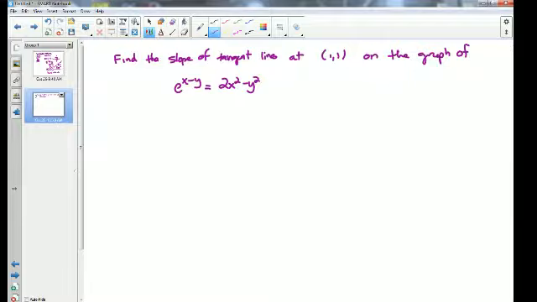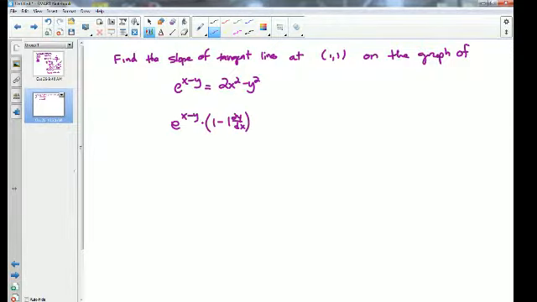It's called related rates. Okay, so just do your normal derivatives, but every time you derive y, you put dy dx. So what's the derivative of e to the x minus y? Copy, and then times the derivative of the inside, right? 1 minus dy dx.